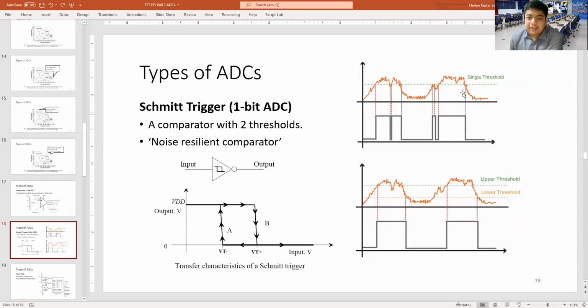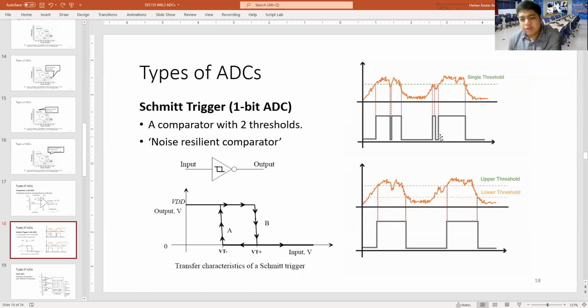Let's have an example here. If we have a single threshold, like this, once the signal dips a little, even though we expect it to stay high, there will be a trip or a glitch in our input. This is very common when the signal is noisy. Then it's a bit worse in this part, where it hesitates before going up, so the output of our digital circuit also hesitates.